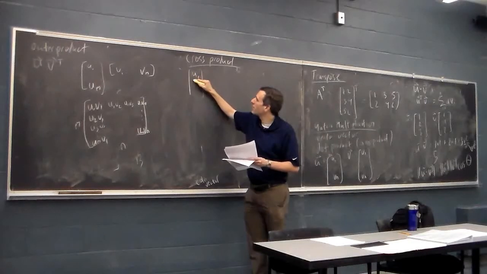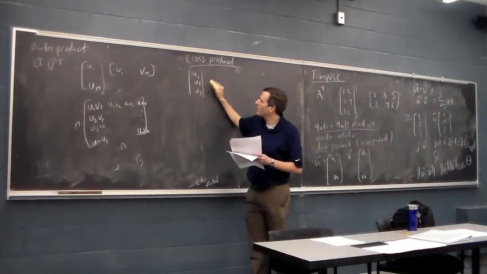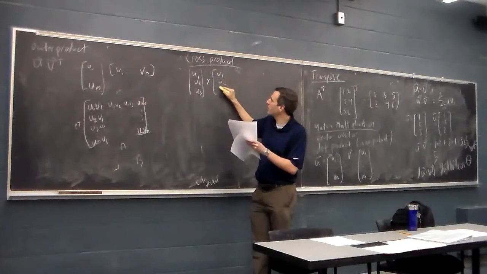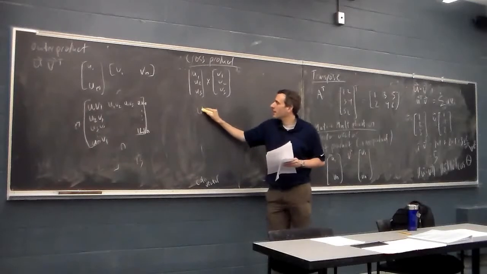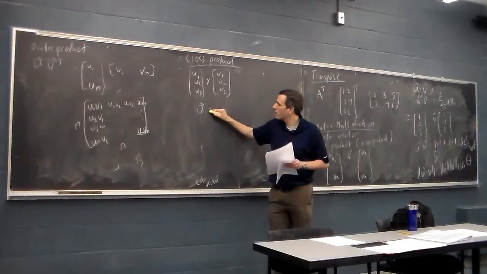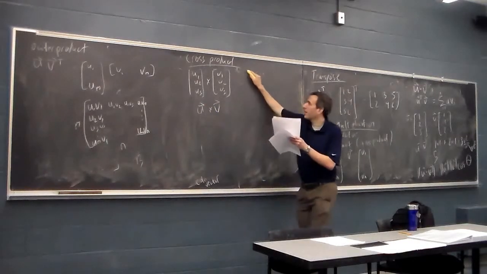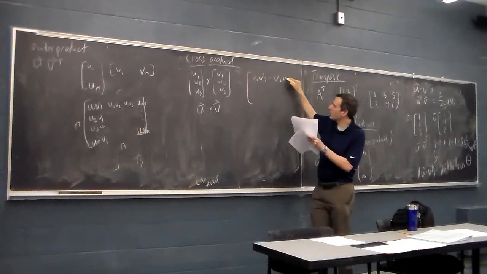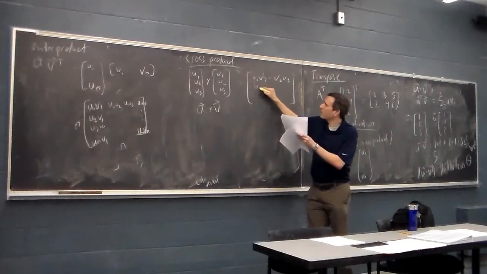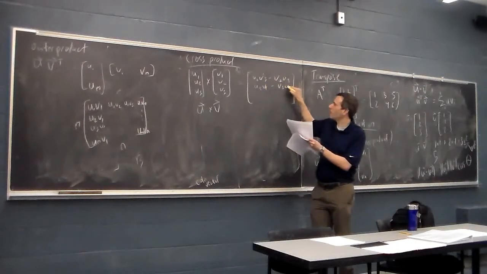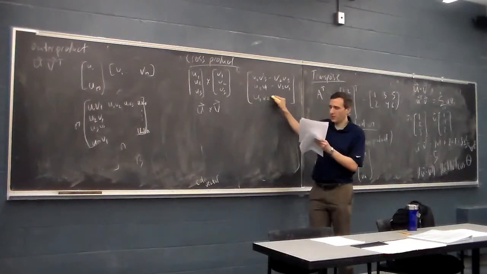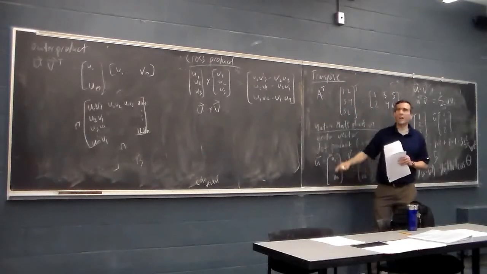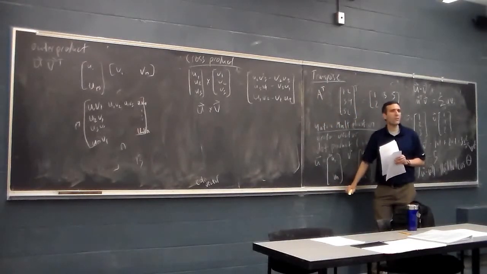If we've got a 3-dimensional vector u, with elements u1, u2, u3, and vector v, v1, v2, v3, then we would say that u cross v is defined as the following: u2 v3 minus v2 u3, u3 v1 minus v3 u1, and u1 v2 minus v1 u2. So it takes 2 3-dimensional vectors, and the output is also a 3-dimensional vector.